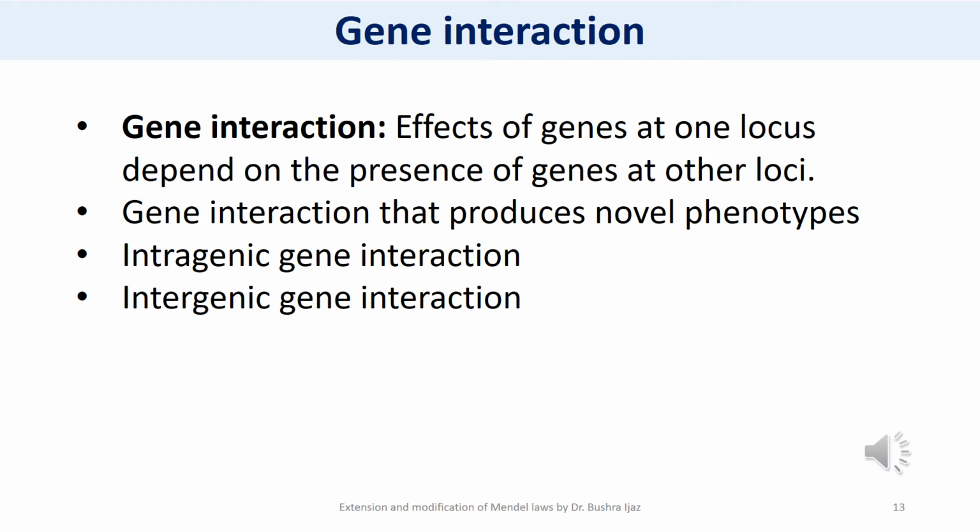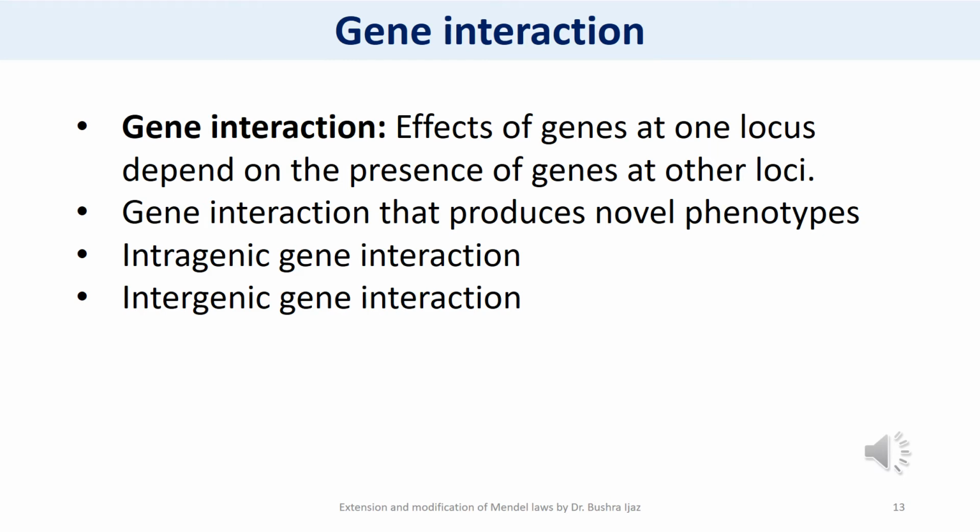In the case of epistasis, the interaction is between non-allelic genes, where the effect of one gene is masked by another gene, which results in the suppression of the effect of one, or both of them combine to produce a new trait or a new character. Gene interactions are mainly of two types. We have intragenic gene interaction, and then we have intergenic gene interaction.